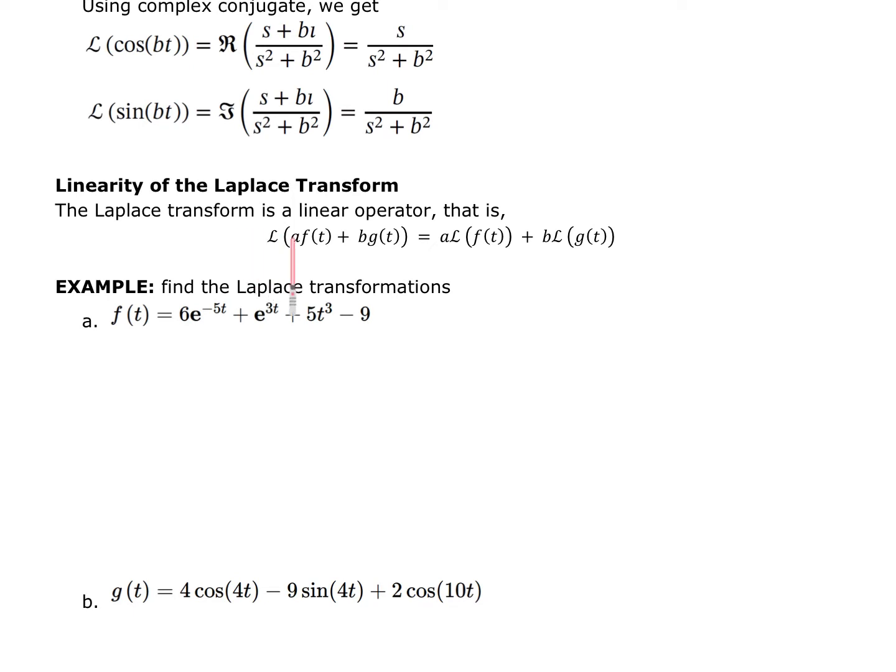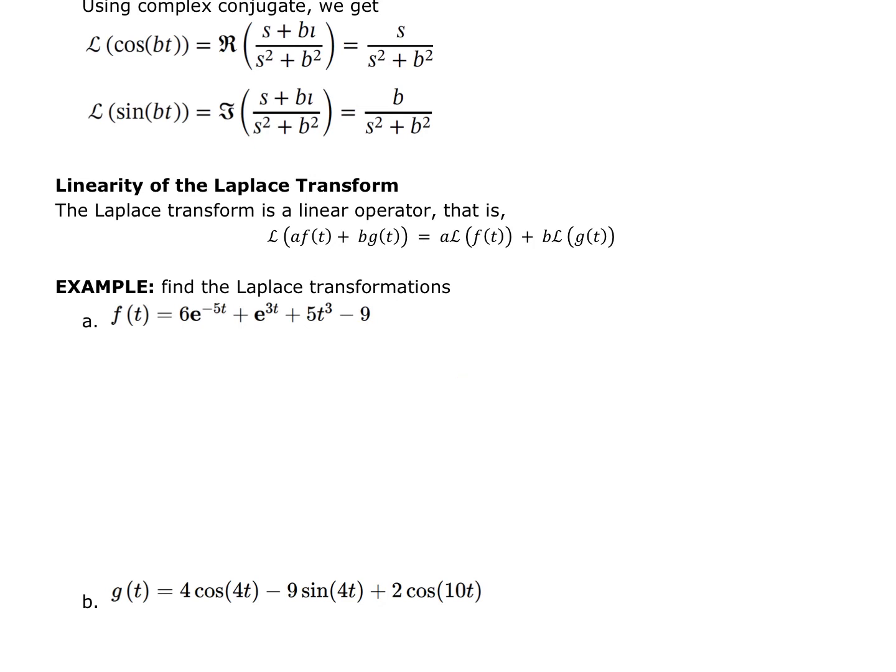The Laplace transform is a linear operator. That is, if I have the Laplace of some constant a multiplied by the function f of t, plus some constant b multiplied by some function g of t, I can just factor that constant out and do the Laplace of each one of those individually and then multiply by that constant. You're like, what? Well, let's go through a couple of examples.